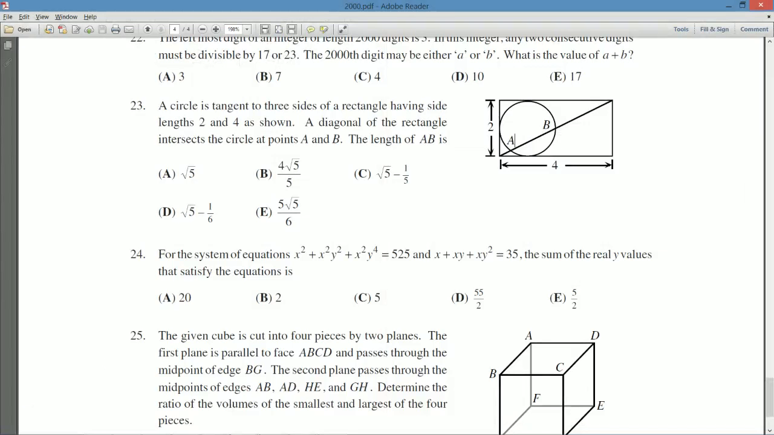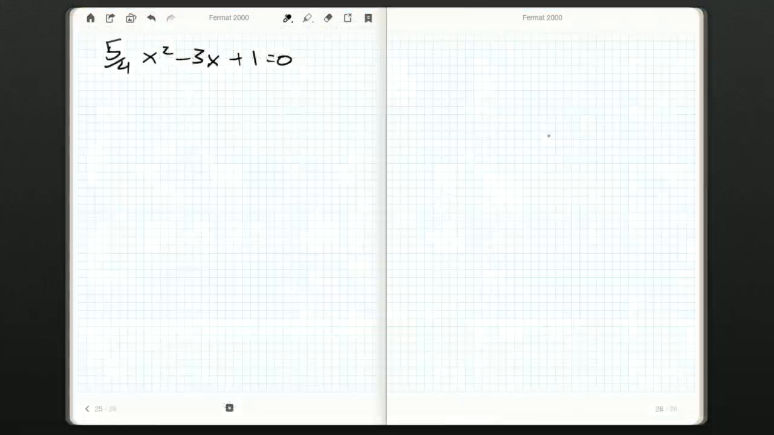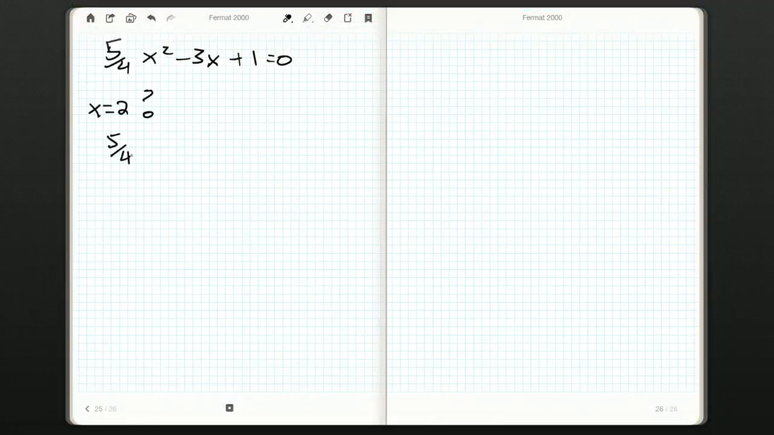So I'm actually going to take a little bit of a gamble, because I'm so confident, and I'm going to see, is x equals 2 a solution here? Well, 5/4 times 2 squared minus 3 times 2 plus 1. Those are going to cancel out. We're going to be left with 5 minus 6 plus 1. Wouldn't you know it, it equals 0? Yay.